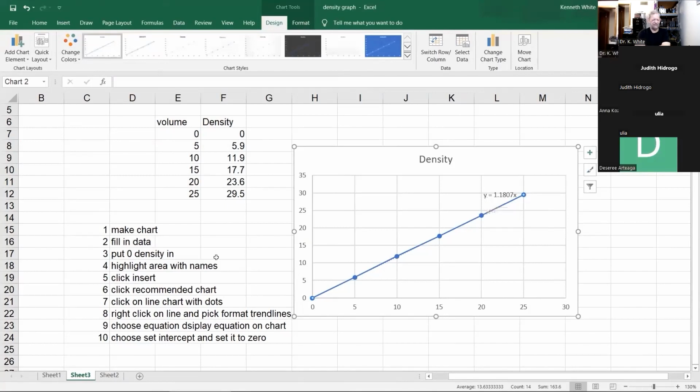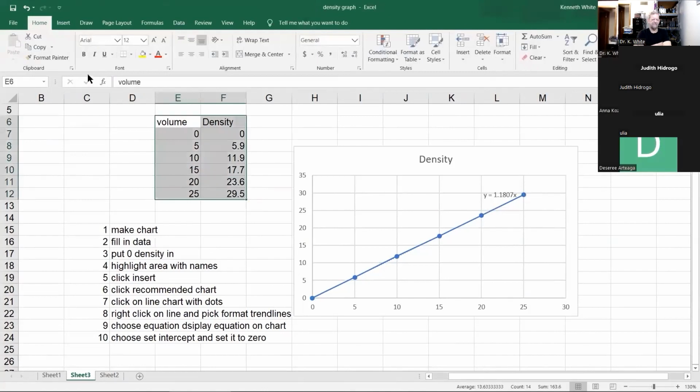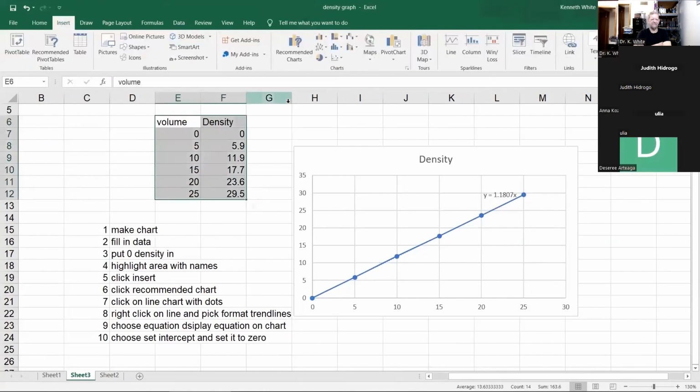So feel free to come back to this video again. Make the chart, fill in the data. Don't forget, even though you don't have it, put volume zero, density zero in there. Highlight this. Click on insert. Click on recommended charts. Click on the one with the dots and then OK. And you'll get this. Click on the line.